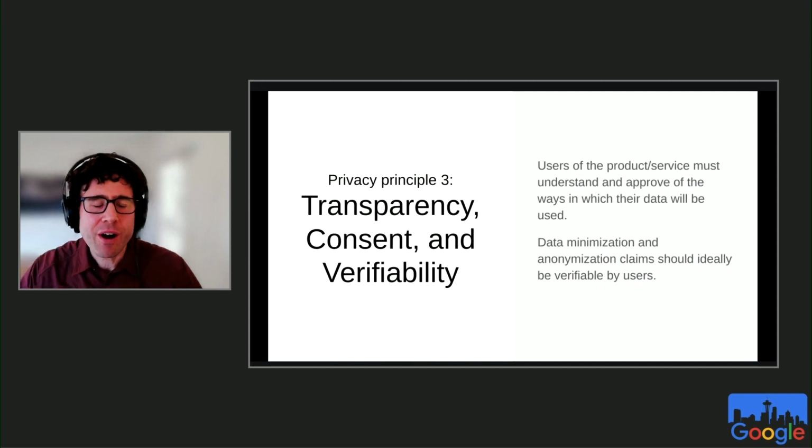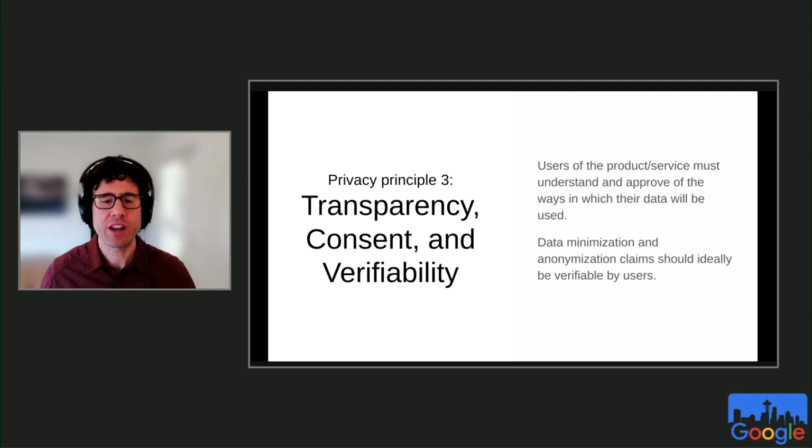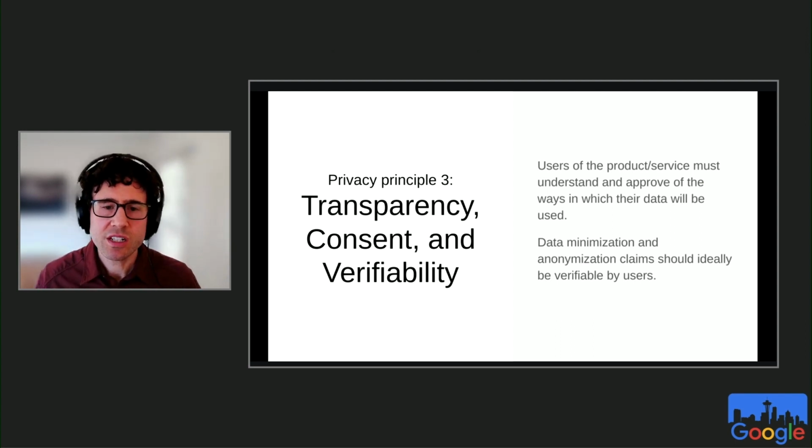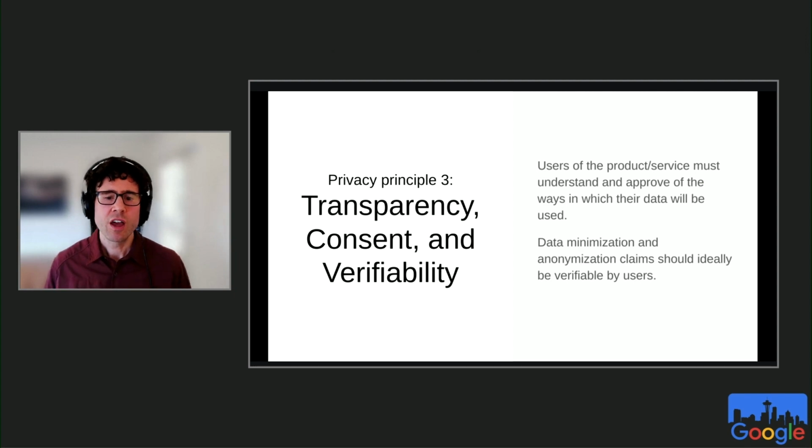So the third privacy principle I wanted to mention is in some ways the most important, or should be the foundation of the other ones, and that's around transparency, consent, and verifiability. Users of products and services need to understand and approve of the ways in which their data is going to be used. And when we're making data minimization and anonymization claims, we'd really like those to be verifiable by users and policymakers. Data minimization and data anonymization are kind of directly driven by technology and algorithms, which is why we've focused a lot on those.